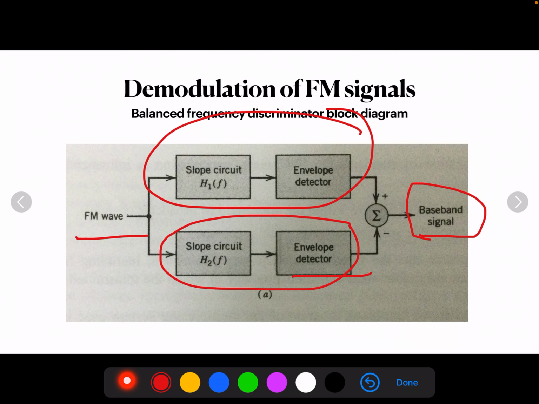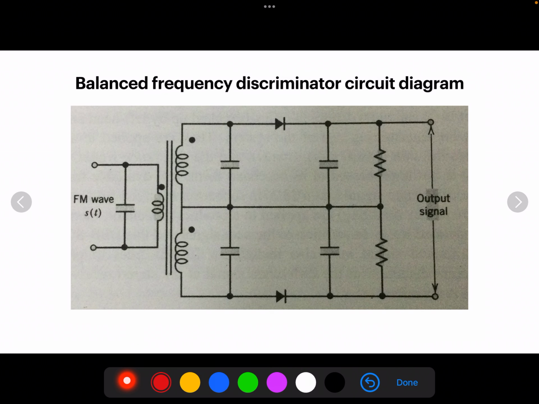So you can see here in the circuit diagram, it consists of two slope detectors, slope detector 1 and slope detector 2. And it has a center tap transformer here, that is at the secondary side. Whatever the input voltage is coming, it has two slope detectors which are approximately 180 degrees out of phase. So there are 3 tuned circuits here.